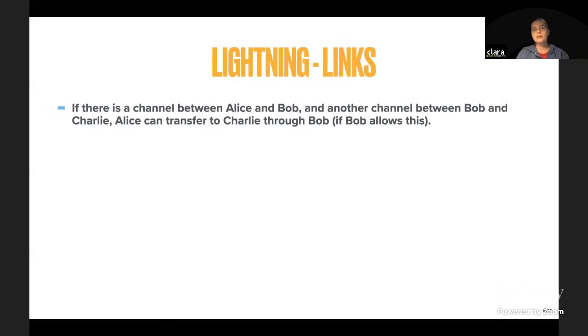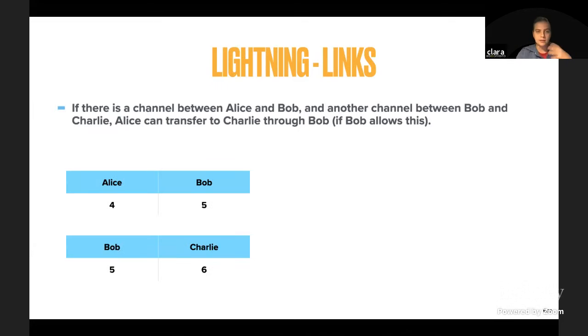So if there's a channel between Alice and Bob and a channel between Bob and Charlie, Alice doesn't need to open a new channel to pay Charlie. She can use Bob, if he allows it, to transfer money from her to Charlie. Again, Bob needs to allow this.